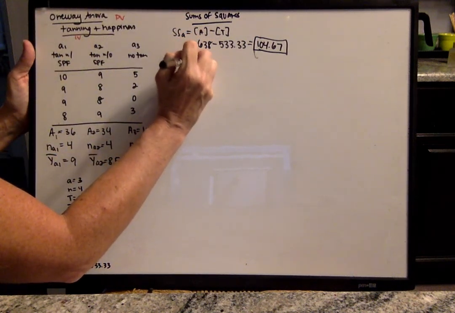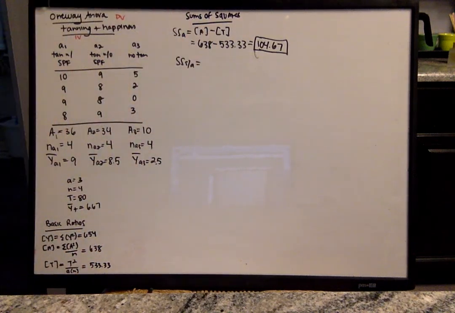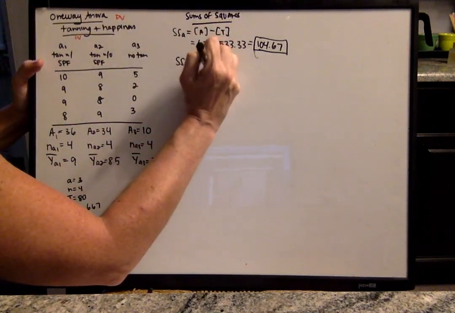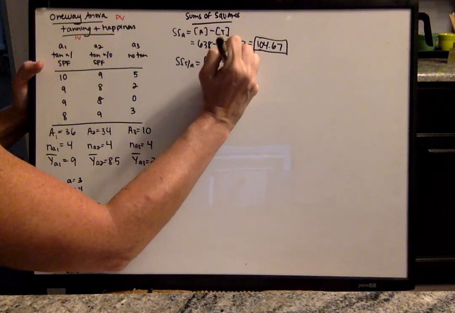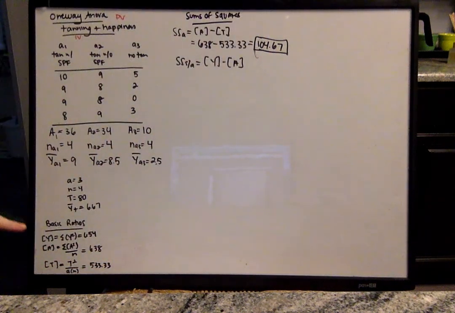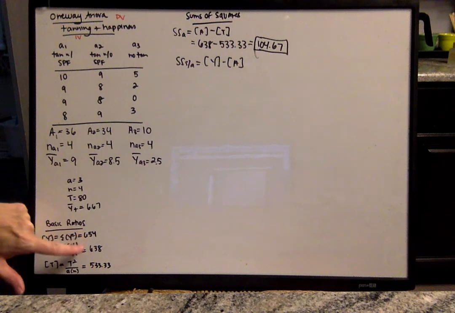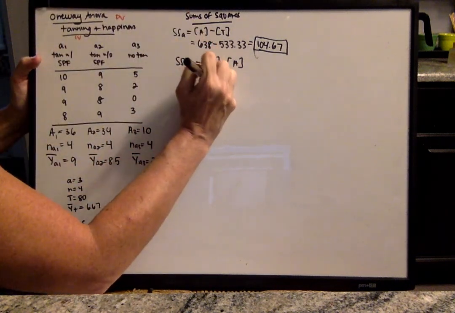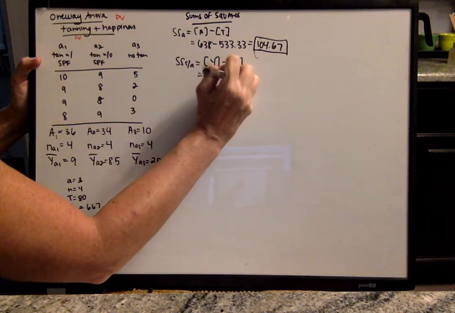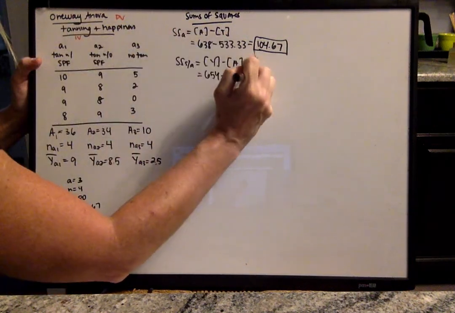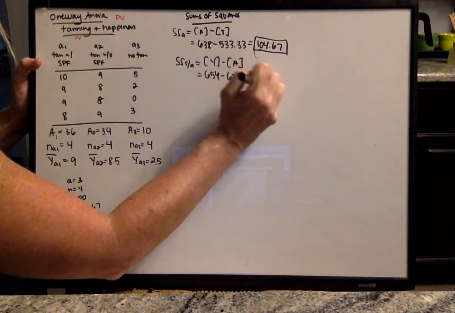Our next sum of squares is our sum of squares S over A, and the formula for this is the basic ratio for Y minus the basic ratio for A. So we've got 654 minus 638, which equals 16.